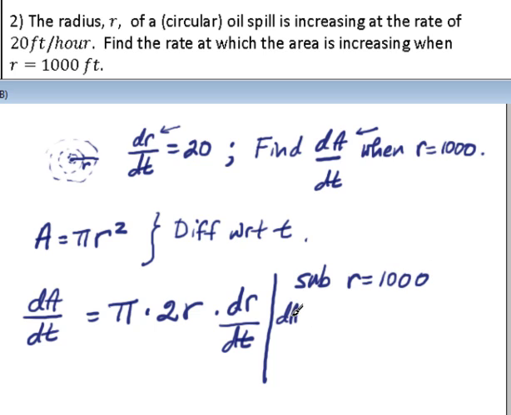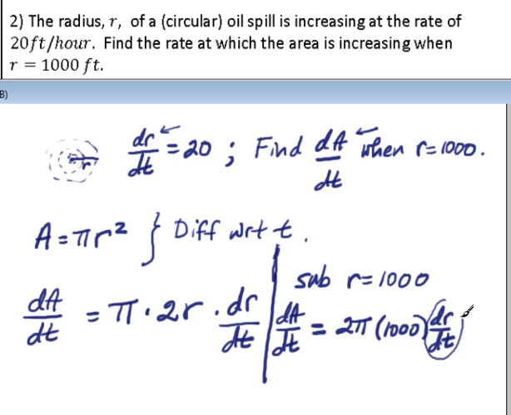So we have dA/dt is equal to, I'm just separating the right side from what I wrote here, dA/dt is equal to 2 pi, r is 1,000, dr/dt, and we were told that dr/dt is 20. So this is 20.